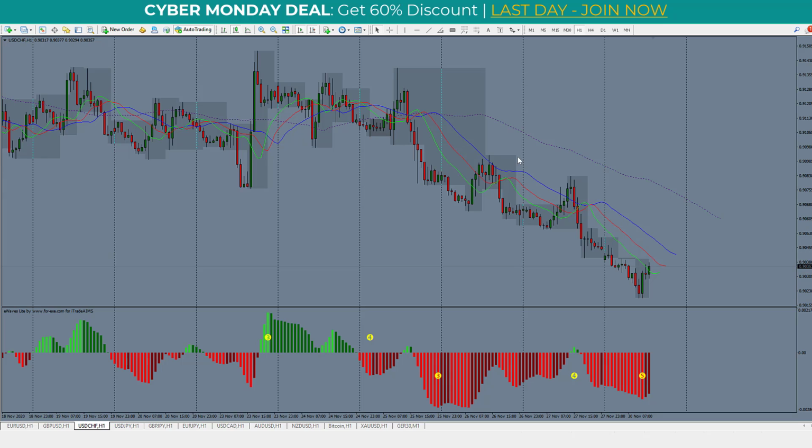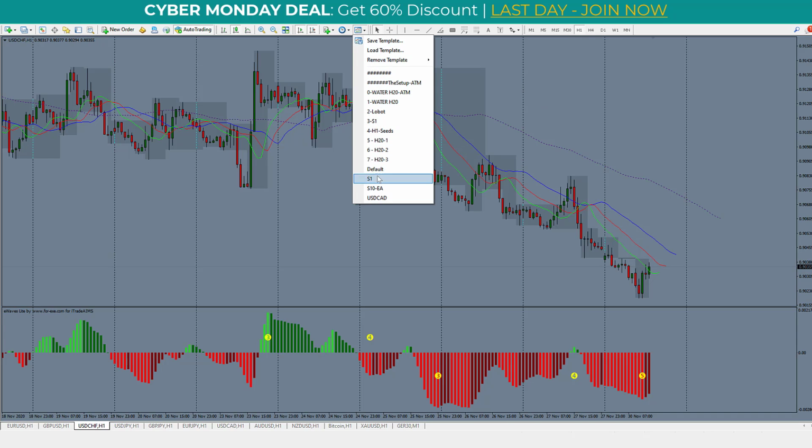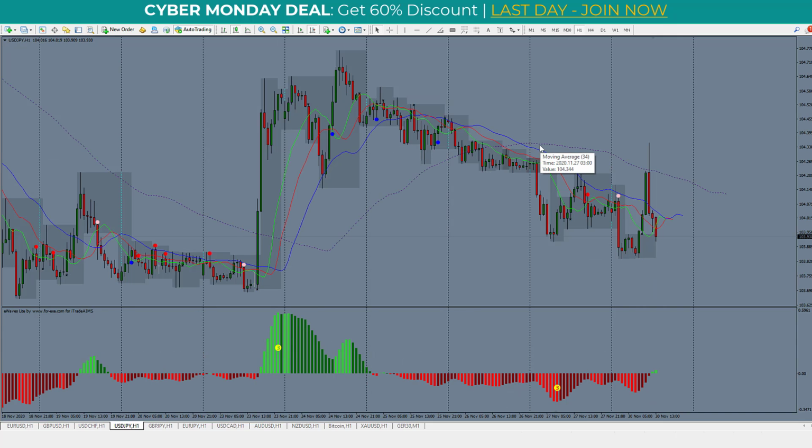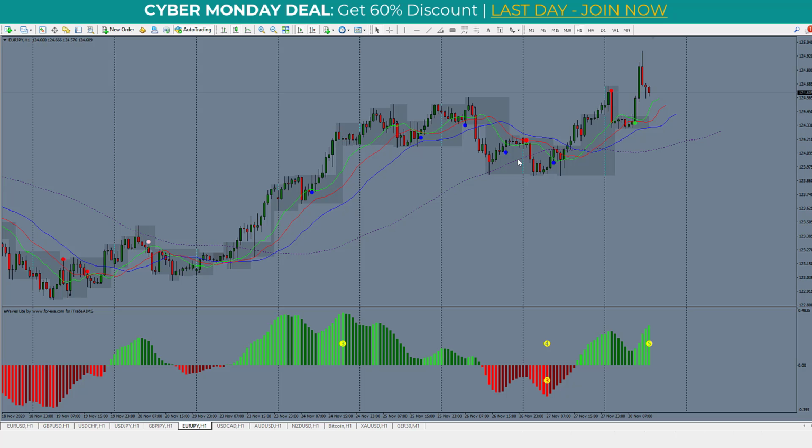does anyone have any question? Yeah, so when you're doing these S1 trades on the hourlies, are you only looking for them around the Frankfurt Open, or would you take them on the day?